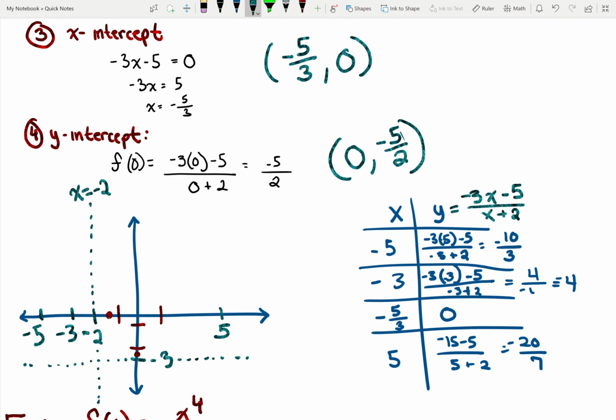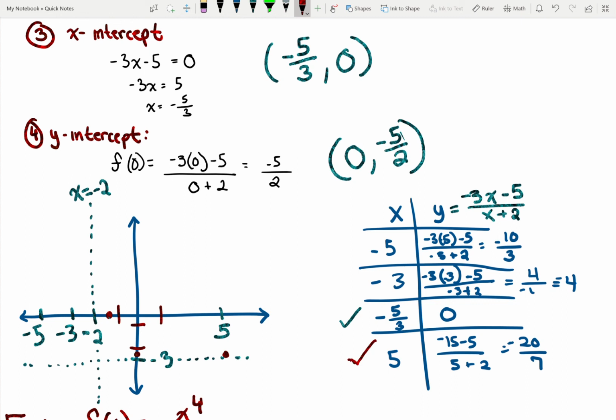So let's see what we got. This guy he's already graphed. Let's deal with this guy. When I plug in 5 into my function, I get -20/7. So that's almost -3, but not quite. So he's probably right here. When I plug in 5, I get -20/7, which is close to -3. So this guy, we'll plot him right here.